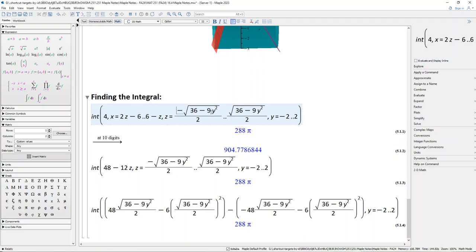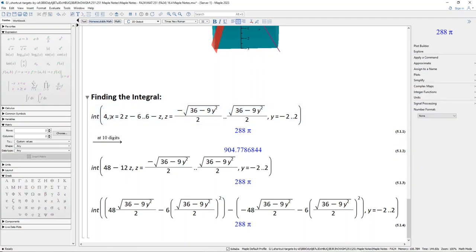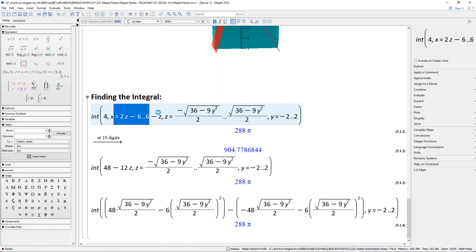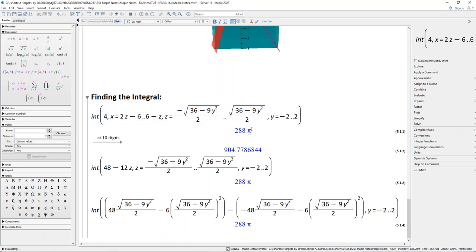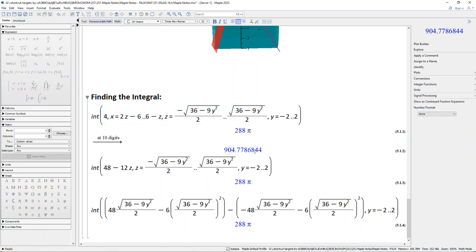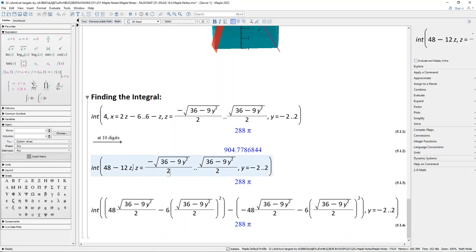All right, so even though I was supposed to do it by hand, here's the original integral. Integrating 4 from x equals 2z minus 6 to 6 minus z. Z equals negative square root to positive square root, and y equals negative 2 to 2. And I come up with 288 pi, which is about 904.778 or 779. So then I checked my next step. After I had integrated, I came up with 48 minus 12z. So that was my integral, and so I said take that integral from z equals this to this and y equals that to that. And that still worked out.